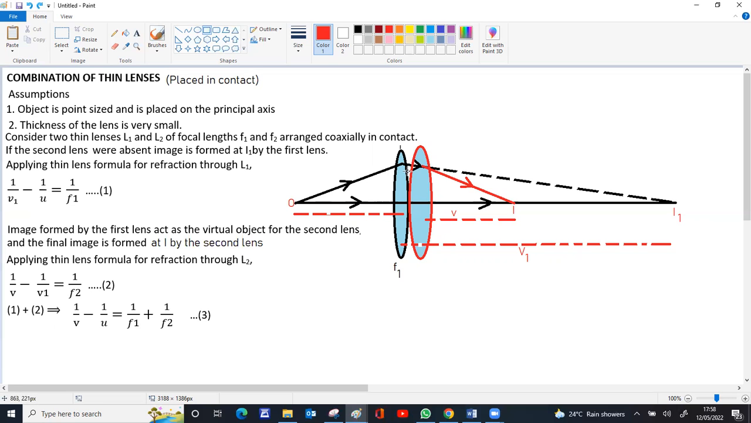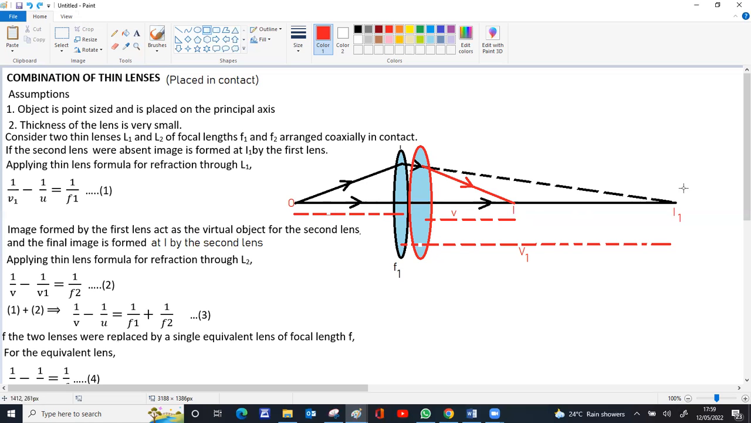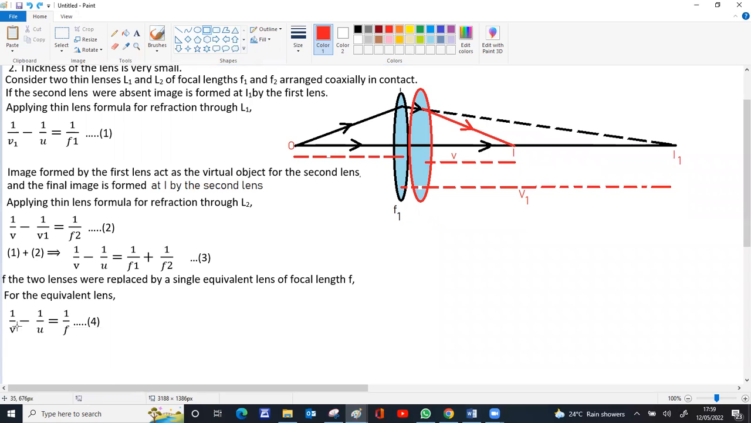Now, if both lenses are replaced by a single equivalent lens of focal length f, for the same object distance, it will form the image at the same image distance as the two lenses together. So for that lens, we can write 1 by f, the equivalent focal length, equal to 1 by v minus 1 by u. This is for the equivalent lens: image distance, object distance, the focal length is f. If you combine 3 and 4, the right side is the same. So 1 by f1 plus 1 by f2 equal to 1 by f. So that is the effective focal length: the reciprocal of the focal length equals the sum of the reciprocals of the focal lengths of the lenses. In terms of power, P equal to P1 plus P2.